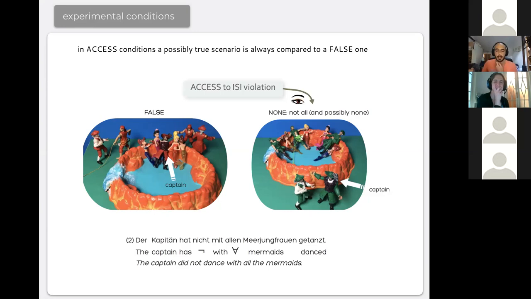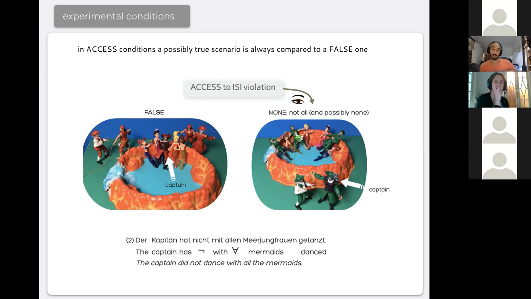That is compared to the false scenario on your left, where he's actually dancing with all of the mermaids. So when you hear the sentence, the captain didn't dance with all the mermaids, if you derive the implicature, you're supposed not to choose either of the two scenarios. If you don't derive the implicature, or if you cancel it, then you're going to be happy with the right scenario, and you're supposed to never accept the left scenario. If you accept the left scenario, it means that you have not understood the sentence.